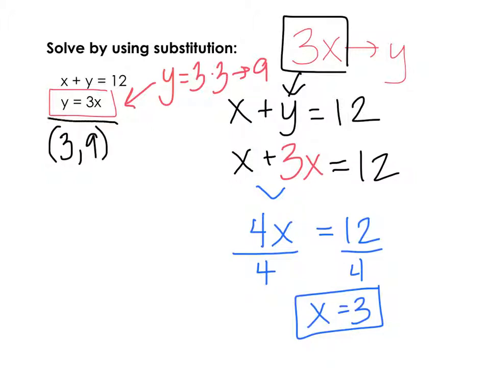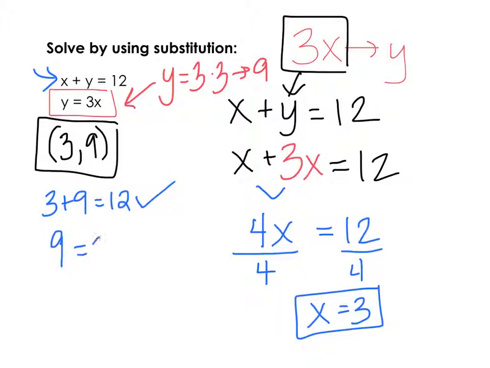Now, to guarantee I have this right, I want to double check it with my equation. That means I'm going to plug it back in. So my first equation, x plus y equals 12, I'm going to say 3 plus 9 equals 12, which is true. And then I'll just double check with the second equation. Y is 9, which is equal to 3 times my x, which is 3. So y equals 3 times 3, that is right. And so I have guaranteed I have the right answer. And that is the ordered pair 3, 9.